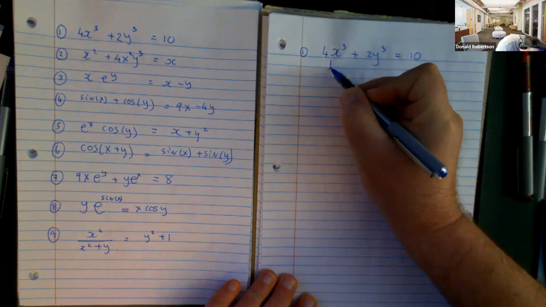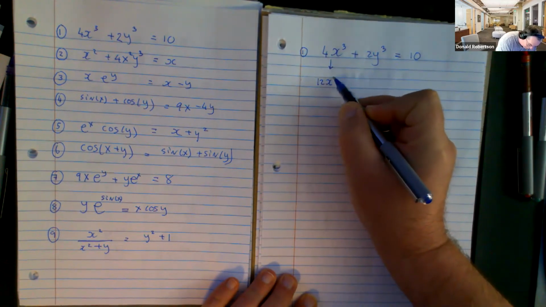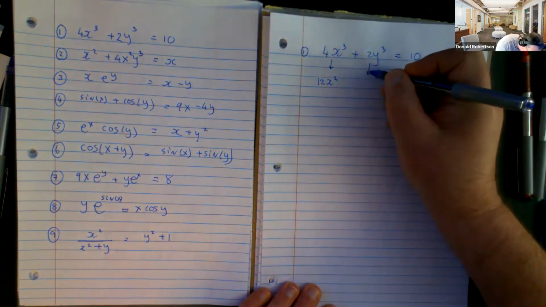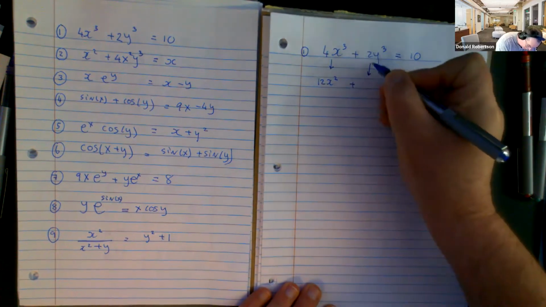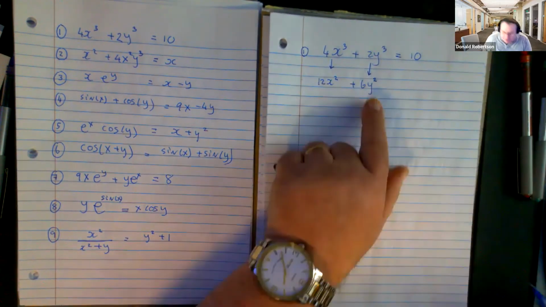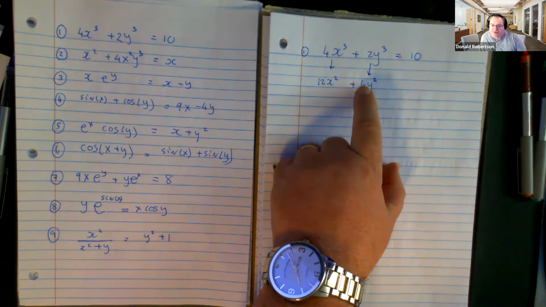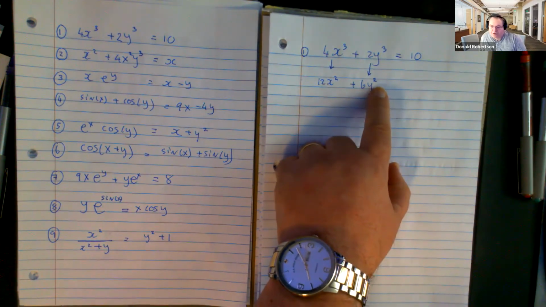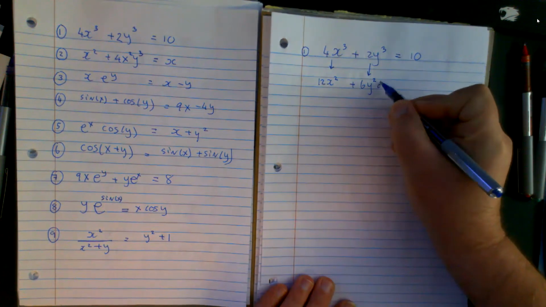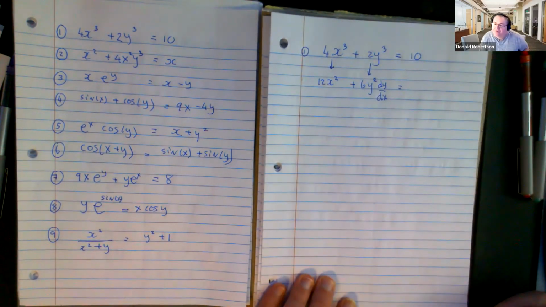Now, if you differentiate 4x cubed, it's a power rule. Multiply by the power, reduce it by 1. If you differentiate 2y cubed, it's a power rule. Multiply by the power, reduce the power by 1. And what do you finish with when you differentiate 2y cubed? The answer is not just 6y squared. What do you finish with? What else? dy by dx. That's it. Now, as long as you remember that, you pretty much know how to do implicit differentiation.